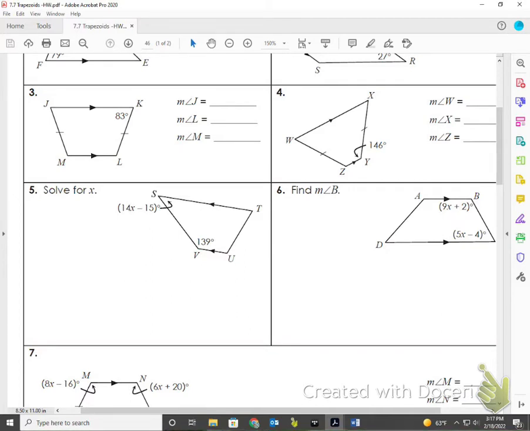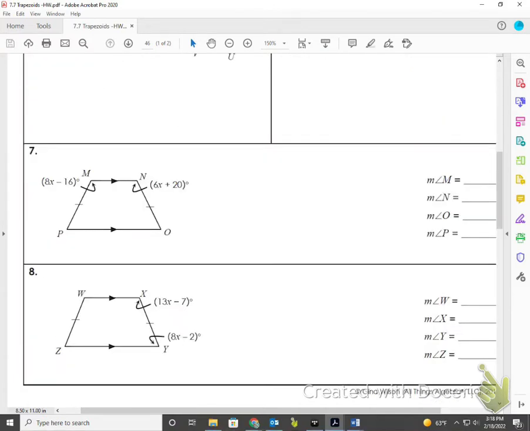So not only do we know that these two angles are supplementary, but we know that these two angles and these two angles, these base angles, are congruent. So if K is 83, we know J is 83. And then we would know that both of the other ones have to be 97, because that's how we get K and L and then J and M to be supplementary. And also, these two need to be supplementary as well.